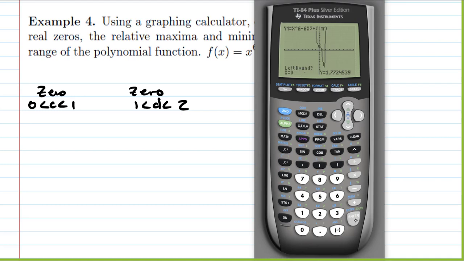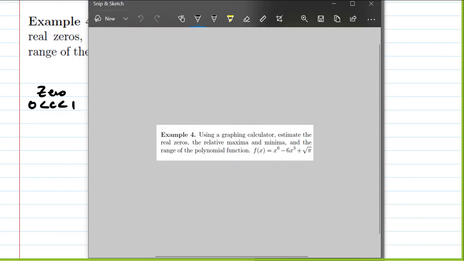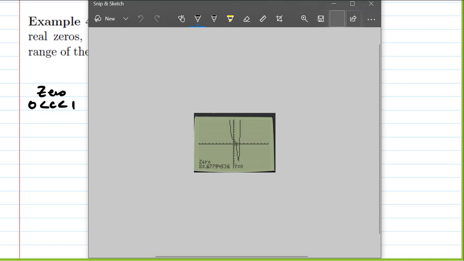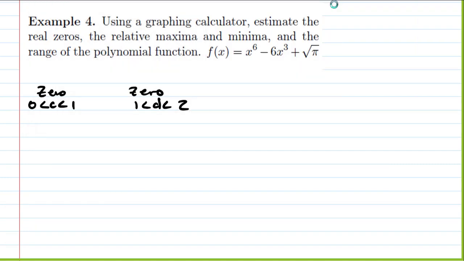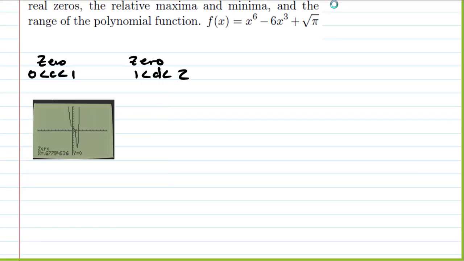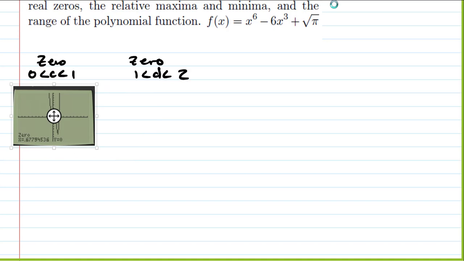Well, x equals 0 is to the left, and then I move to the right, which is about 1. Okay, that's there. I hit enter, and then guess. Just move back till I'm closer. I hit enter, and my calculator gives me the following for my first 0. So the 0 that is in between 0 and 1 occurs when x is approximately 0.6779 and some change.